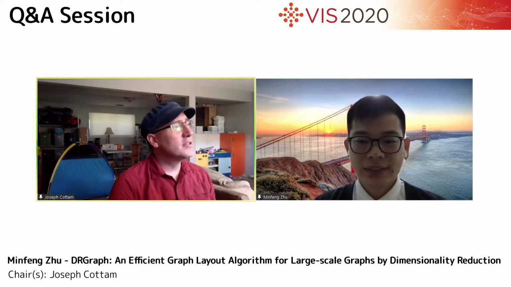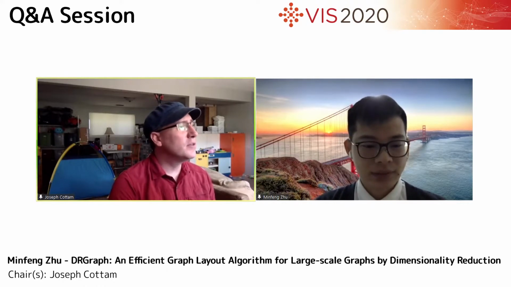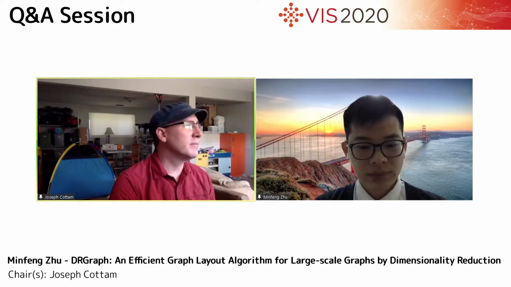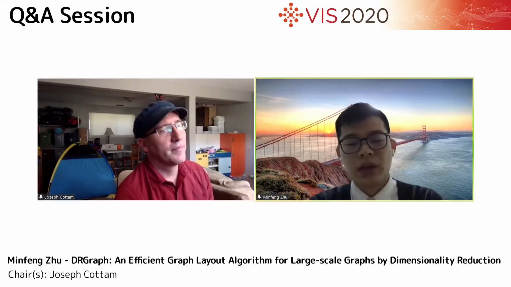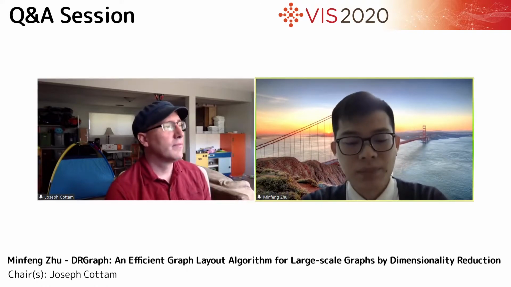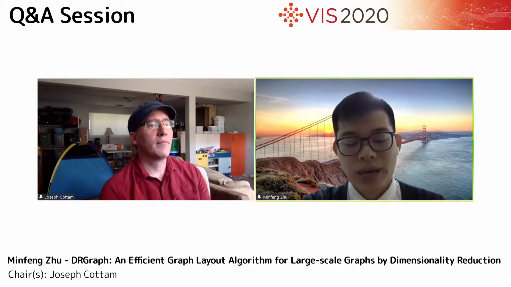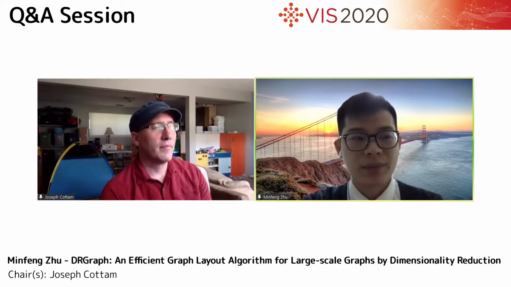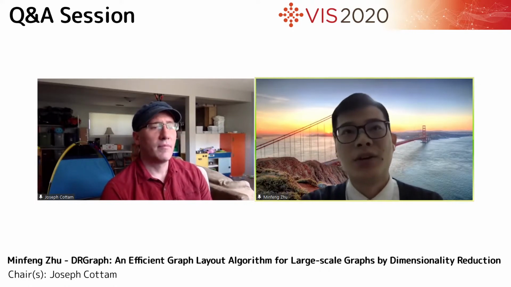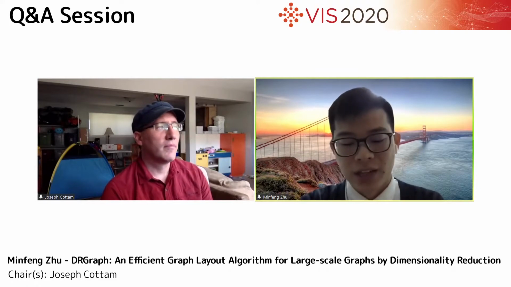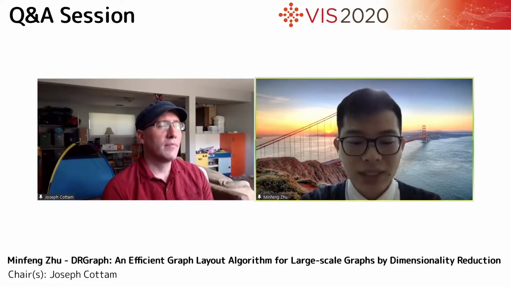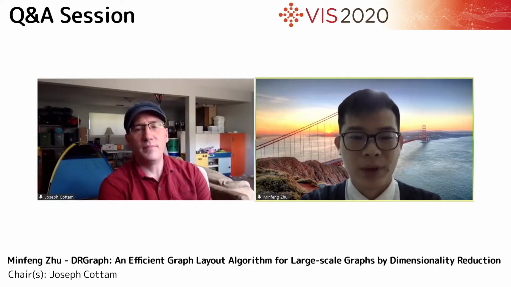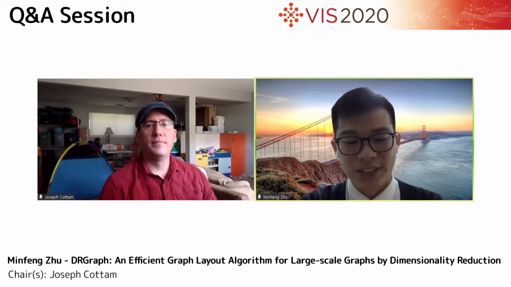Have a question in the chat. It says, do you measure how well DRGraph improves graph cluster metrics, such as Jaccard, to measure the level of cluster overlap? Currently we have not compared the graph cluster metrics. We have used a lot of graph layout metrics, but we have not compared the graph cluster metrics. Maybe we will compare these metrics later.